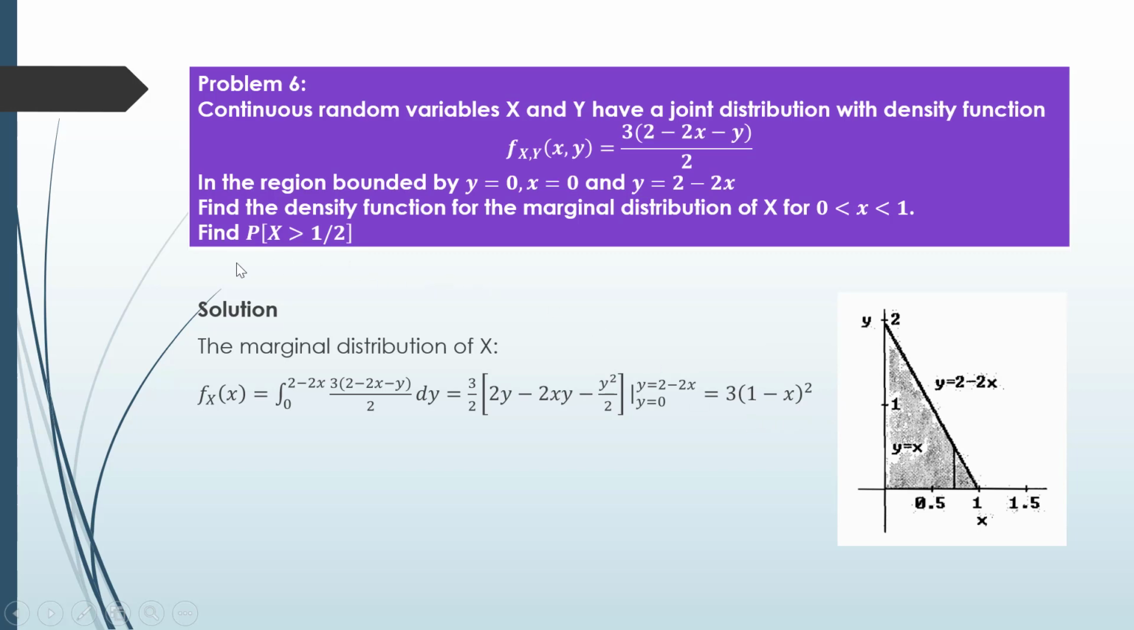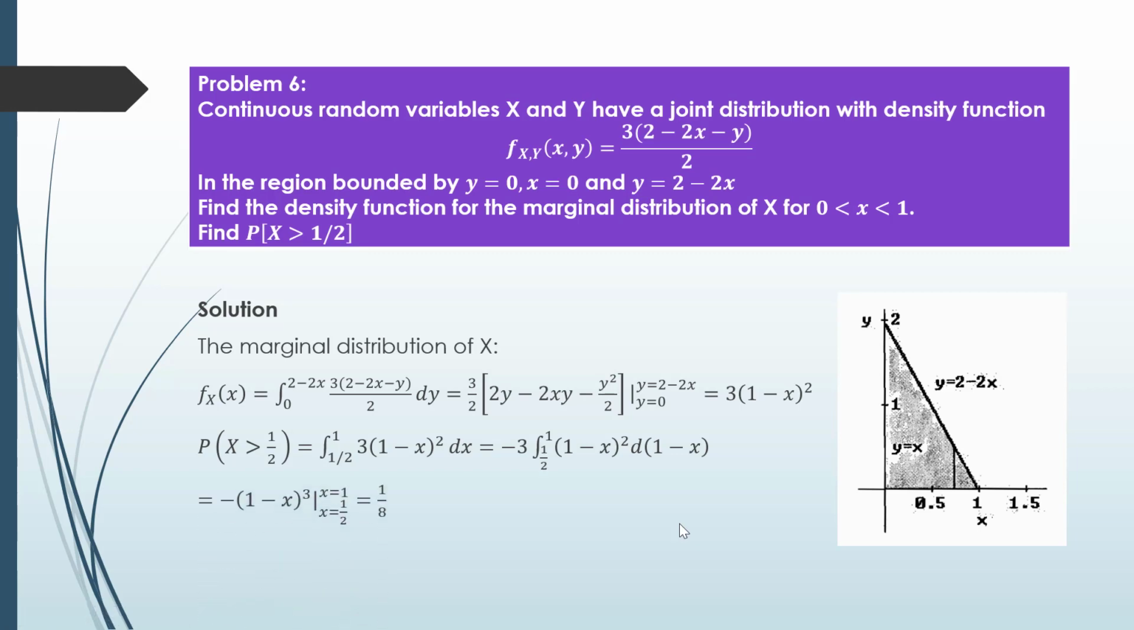Now we need to find the probability that x is greater than 1/2. For this question, we have two methods. The first method is to make use of the marginal distribution we have found and integrate over the interval from 1/2 to 1. And we got the answer is 1/8.